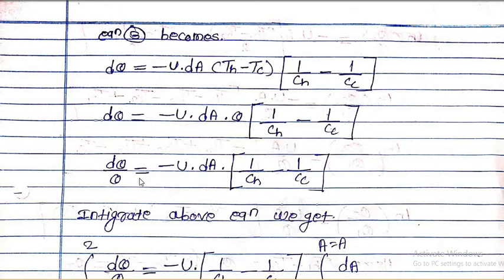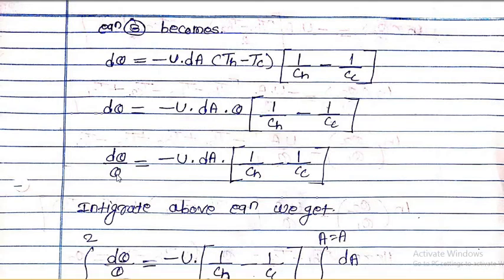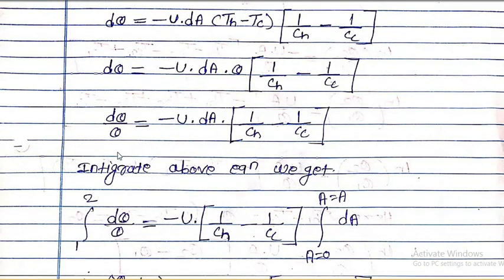Now we have to integrate this equation over the complete length of the heat exchanger. At the entry of the heat exchanger, the area becomes 0, and at the exit we have to consider the total surface area of the heat exchanger. From entry to exit, theta at the entry is theta 1, whereas at the exit theta is theta 2.